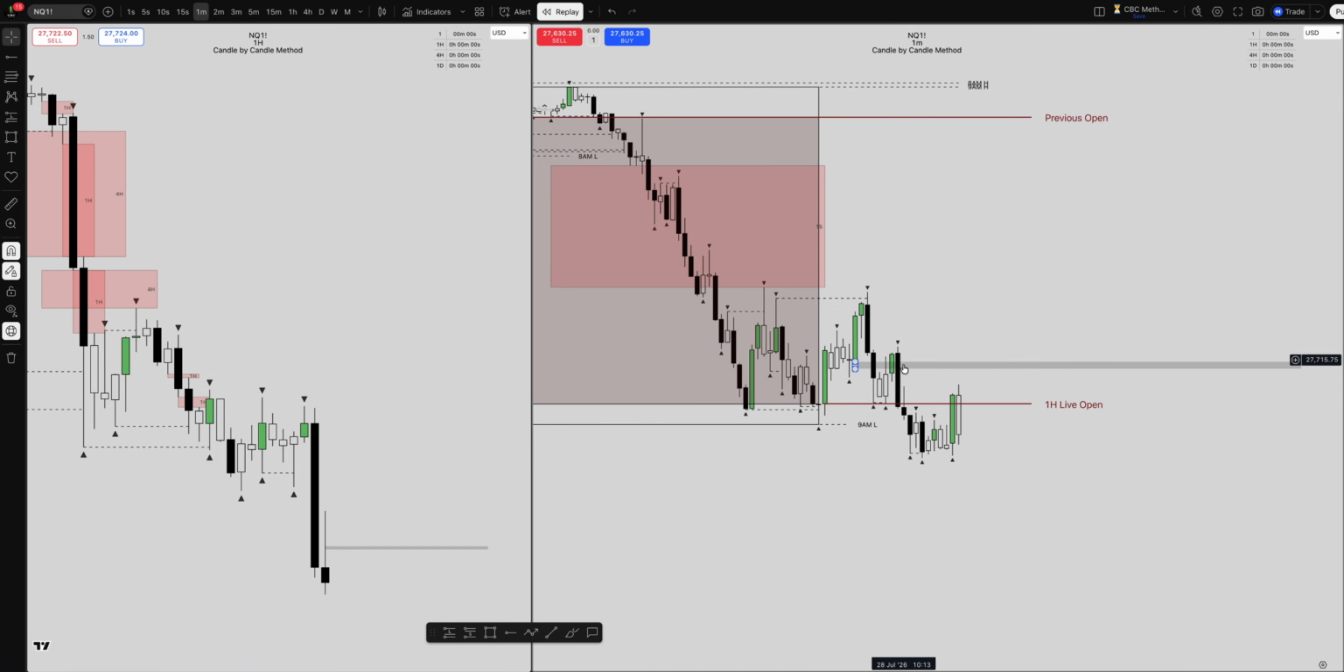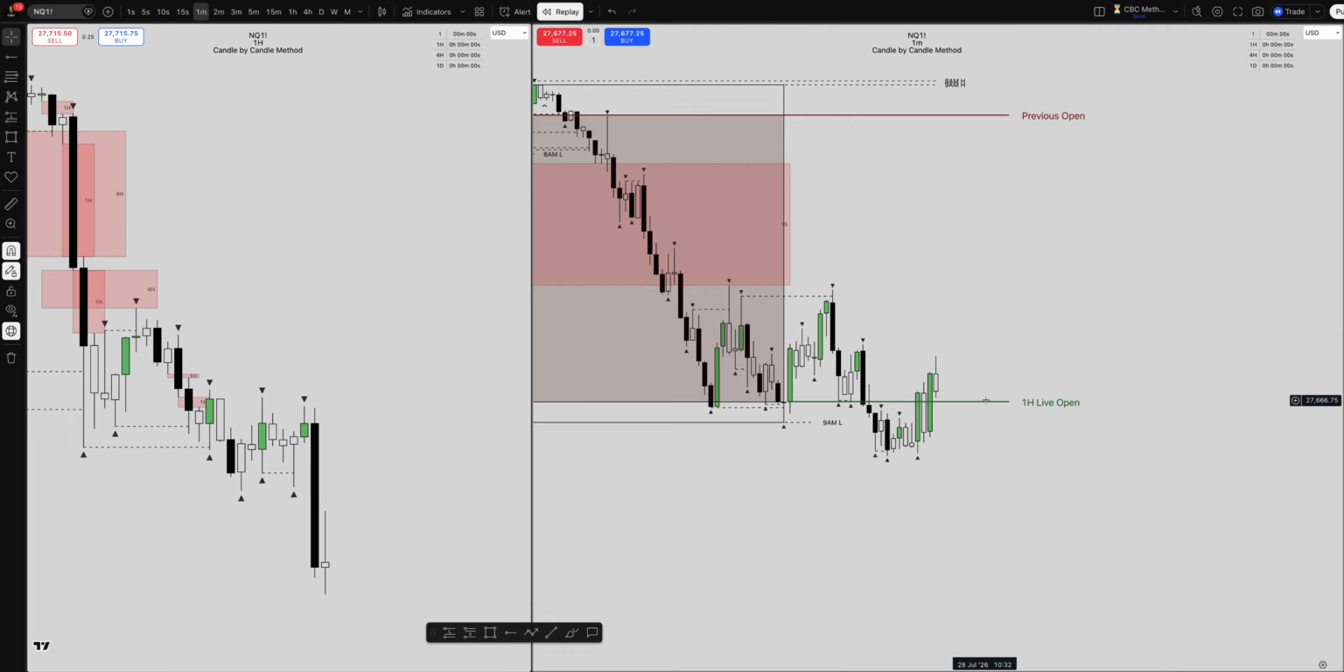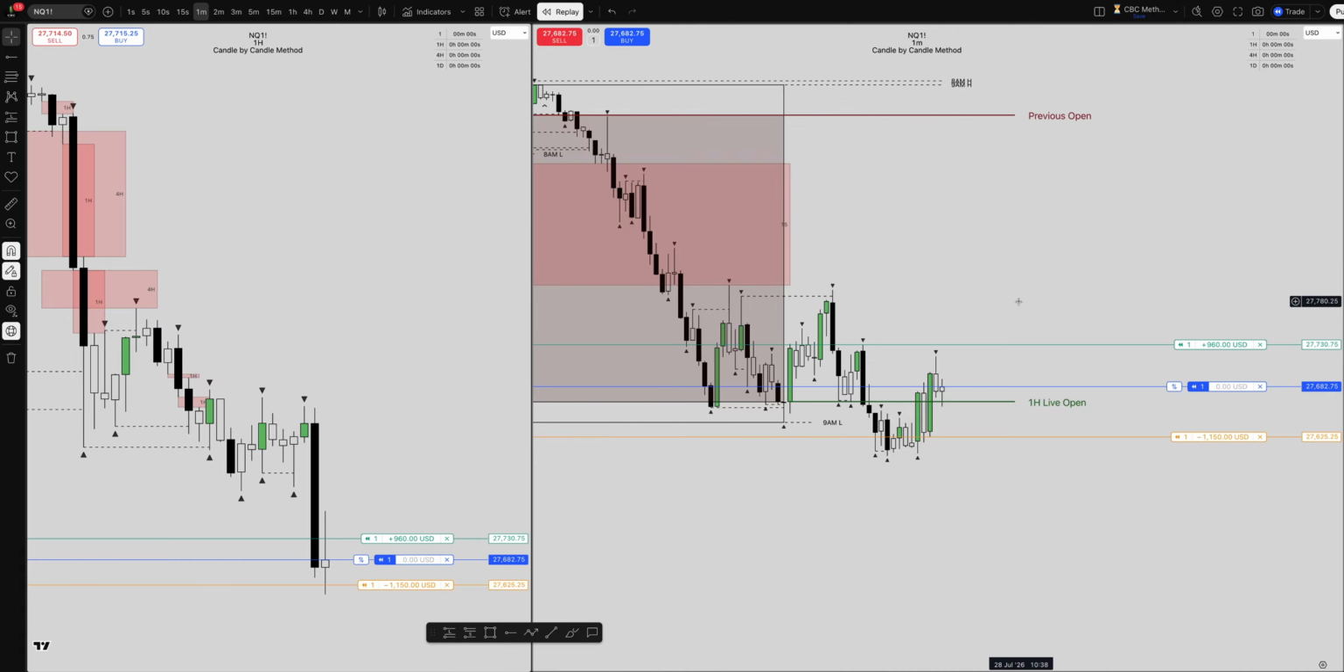Because, yeah, okay, we swept the internal high. Okay, wow, this is very strong. Okay, this is respecting the open. I will place my stop loss behind the confirmation candle high and try to target the most recent swing high.